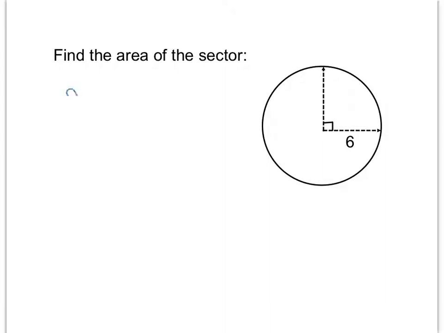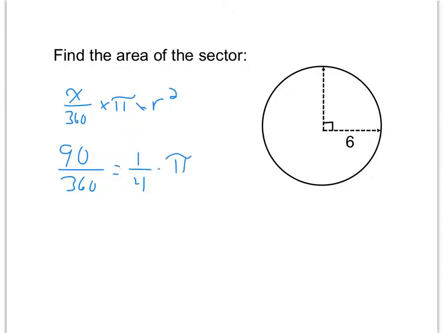So my formula is x over 360 times pi times my radius squared. Well, in this case, my angle is 90 over 360. That reduces to 1/4. And that's why I know it's 1/4 of my circle, times pi, times my radius, which is 6 squared. 6 squared is 36, so I have 1/4 times 36 pi. The 36 and the 4 can cancel, and my final answer is going to be 9 pi.